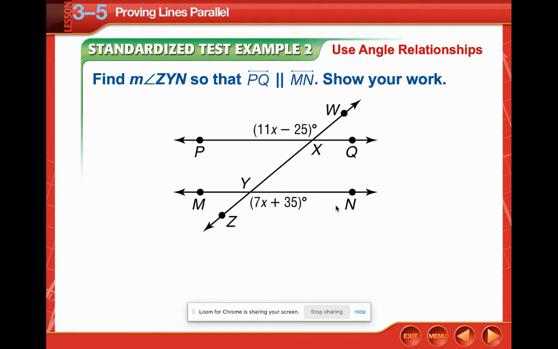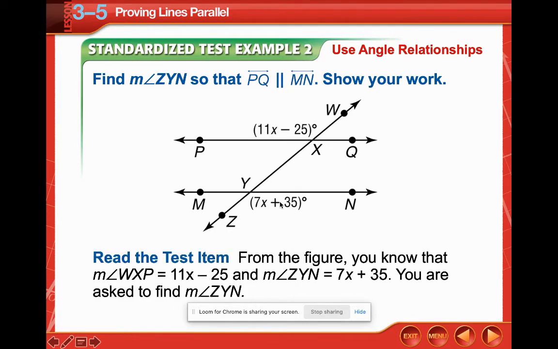Standardized test example number 2. Find the measure of angle ZYN so that PQ is parallel to MN. All right, ZYN is right here, 7x plus 35. For these two lines to be parallel, it would have to be equal to 11x minus 25. So we'd have to set them equal to each other and solve for x. Let's figure that they're equal because they're also exterior angles.